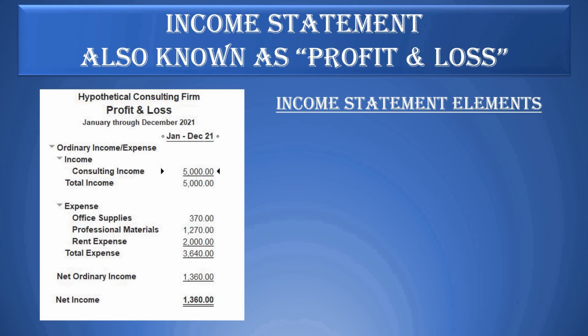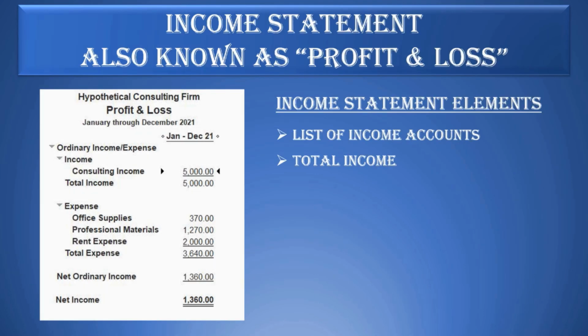Income statement first lists income accounts on top. It then provides total income based on the sum of balances in all the income accounts. In our case, we only have one income account, which is consulting income. So our total income is equal to our consulting income. Hopefully, this $5,000 consulting income balance seems familiar.